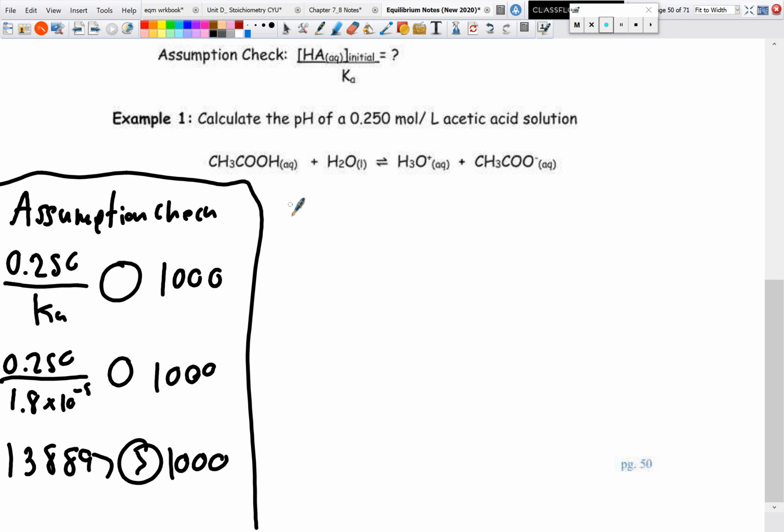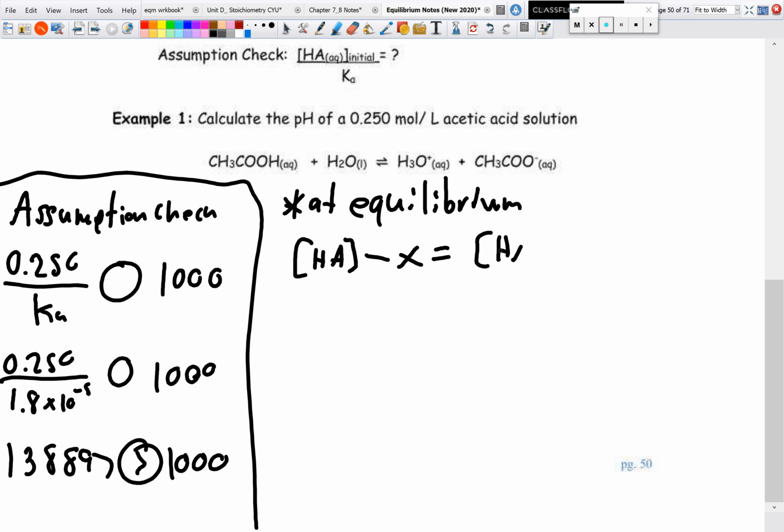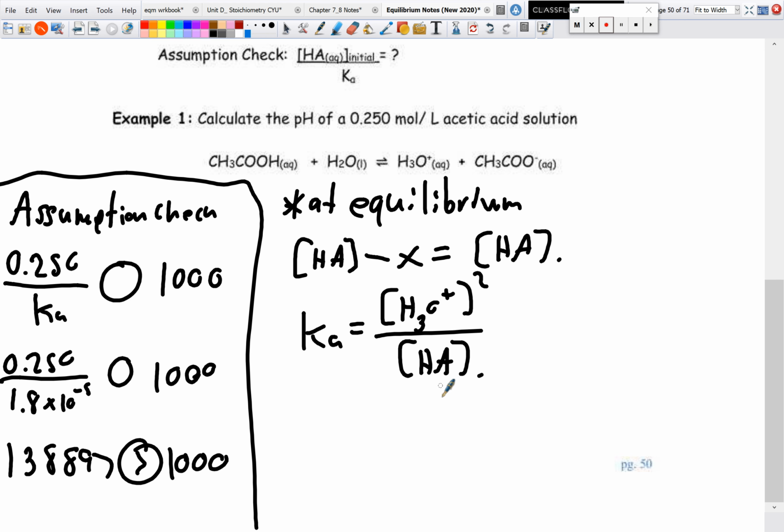What this means is that at equilibrium, the concentration of our acid minus x is equal to just the concentration of our acid. So when we write out our equilibrium expression, this stays the same. This is not minus x. So that means this is x squared over just 0.250. We rearrange and solve.